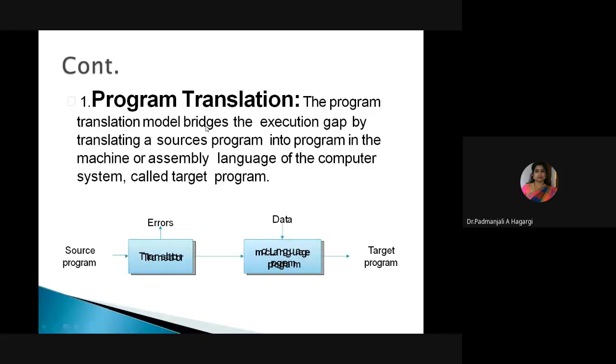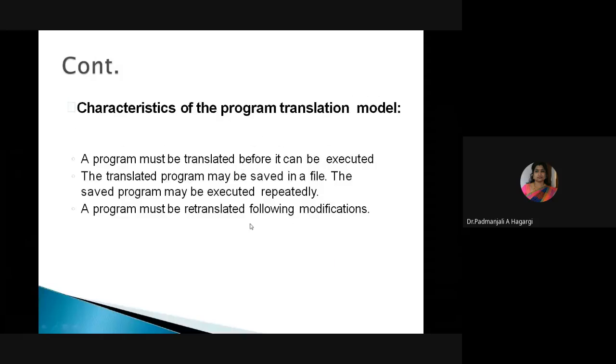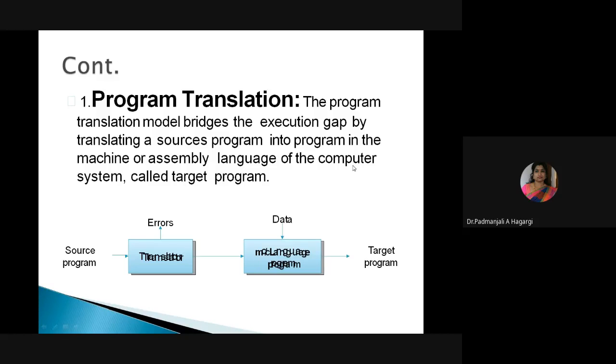Program translation. The program translation model bridges the execution gap by translating a source program into a program in the machine or assembly language of the computer system, called the target program. So it is nothing but a source program that goes into a compiler. The compiler rectifies the errors, sorts out the errors in a program. That itself is a translator, and it generates a target language. The target language is called the machine language.